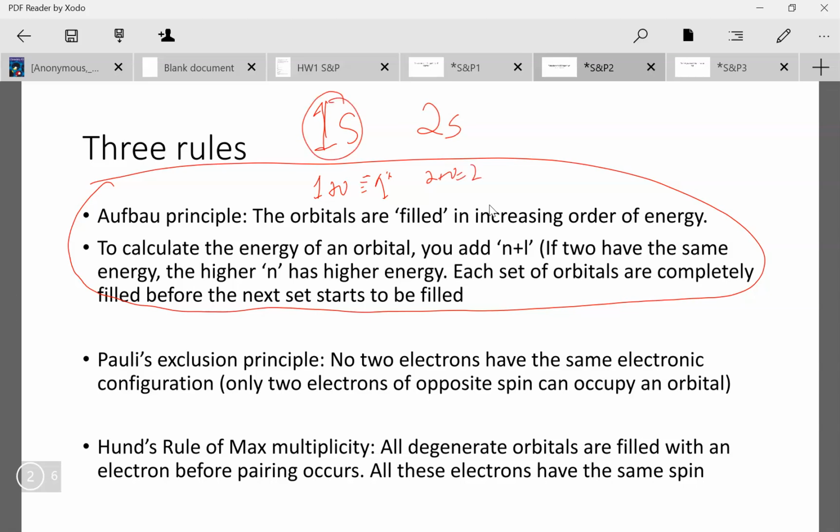So 1s gets filled first, then the 2s gets filled. Then you fill a 2p because this is 2 plus 1 equals 3. Then you fill a 3s because that's 3 plus 0 equals 3. You'll note that these two are the same, but if two have the same value, the higher n has higher energy. So 3s has higher energy than 2p because it has a 3 instead of a 2. So you fill 1s before 2s, before 2p, before 3s, right?